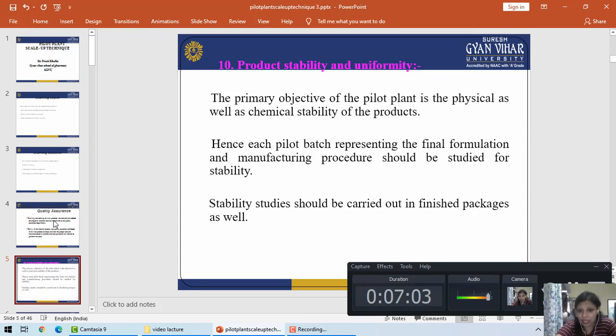Stability studies should be carried out in the finished package as well. So not only the raw material, but we have to check the finished product stability also. We need to do the finished product stability studies, and we need to do the stability studies in each and every step.